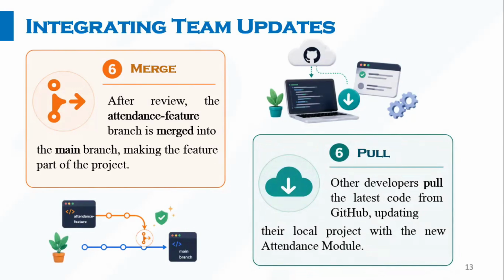Now comes the pull. Now your feature is officially merged to the main branch. So now other developers will pull this latest code from GitHub, updating their local project with the attendance module. So this is how the whole process of Git works together.